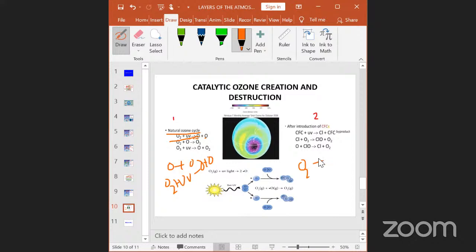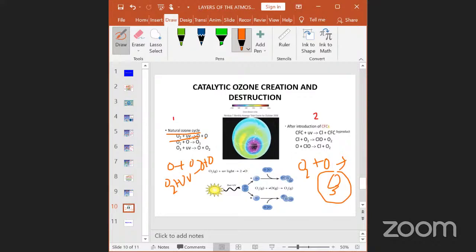O2 plus oxygen, and it becomes O2 plus O equal to O3, which is what we commonly call ozone. So that is where this UV is important here, right? So O plus O2 equals O3.